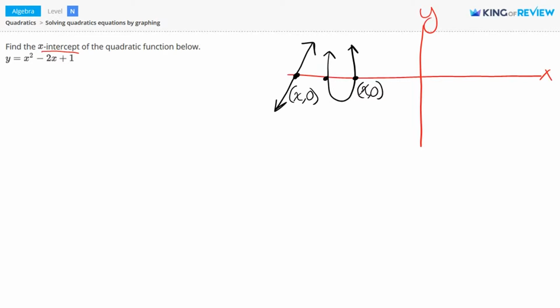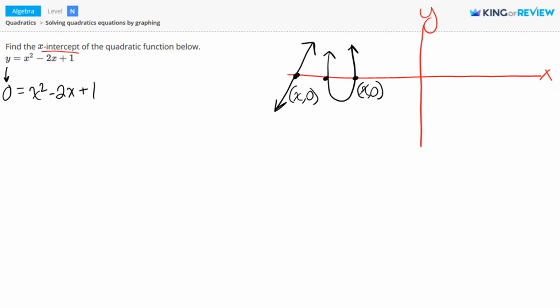We have y equals x squared minus 2x plus 1, and we want to find the x-intercept. We know the x-intercept is the point where it crosses the x-axis, so at this point, our y value will be equal to 0. So let's set y equal to 0. We have 0 equals x squared minus 2x plus 1.